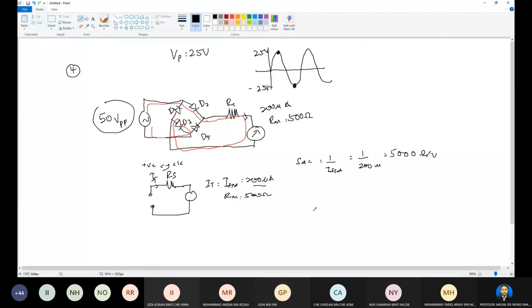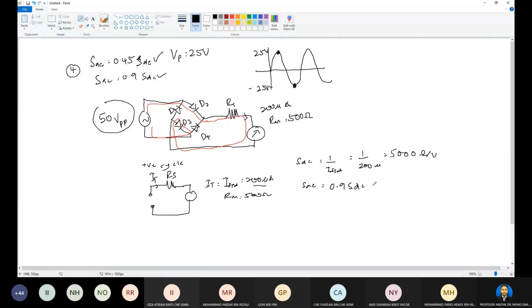Right, and then you have to calculate the sensitivity for AC. This is different: 0.9 multiplied by the sensitivity for DC. You have to remember this one. For half wave, the sensitivity for AC is 0.45 times the sensitivity for DC, and for full wave it is 0.9 times the sensitivity for DC. This is the standard formula. Now we use the full wave.